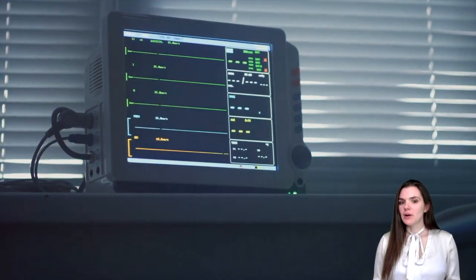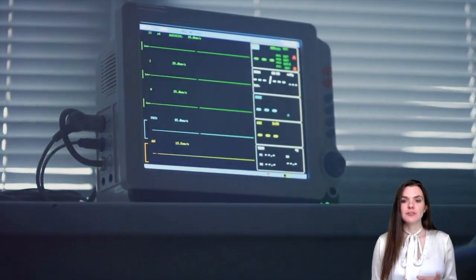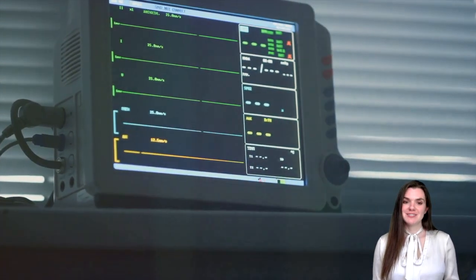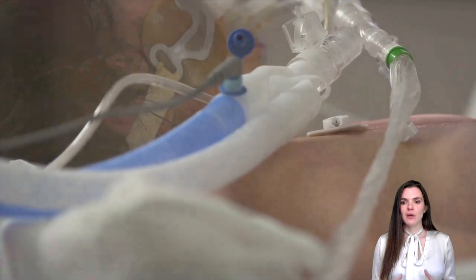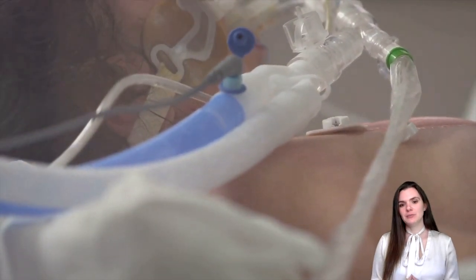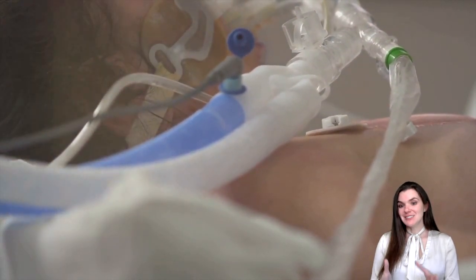Finally, in the red box, we see ARDS, which stands for Acute Respiratory Distress Syndrome. ARDS is a type of respiratory failure characterized by rapid onset of widespread inflammation in the lungs, again stemming from the initial inflammatory response.